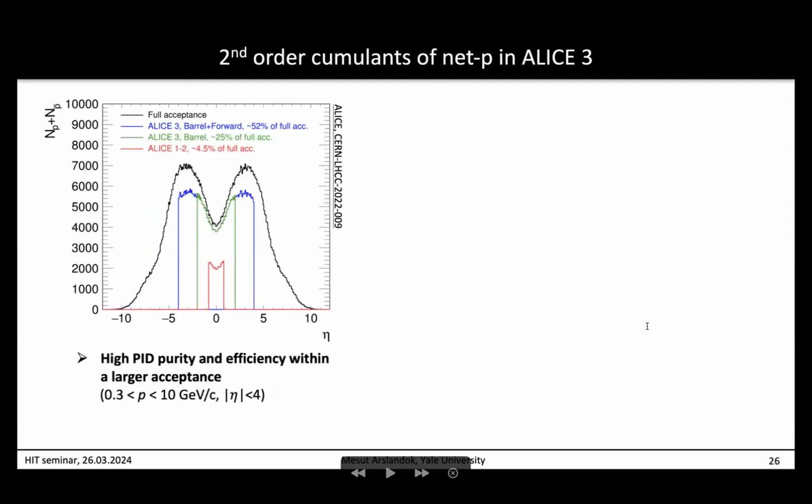And this is what I was discussing. So this 4 pi, this alpha factor that we discussed, this is the current data that I show: number of protons as a function of eta. This black line is all full acceptance protons. And if you divide this by this black times 2, this is what we get as alpha.